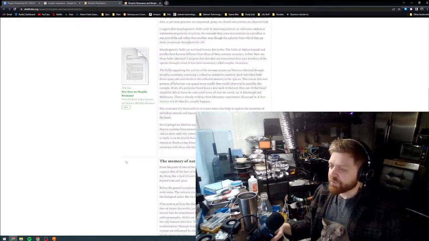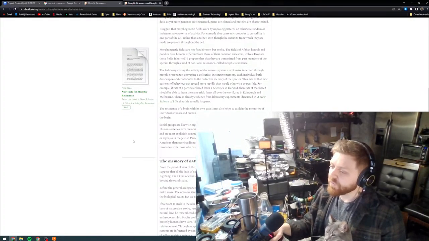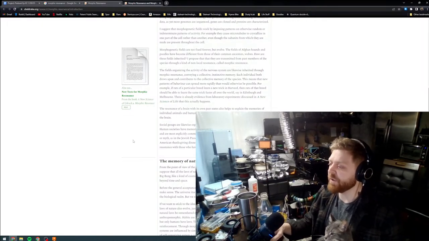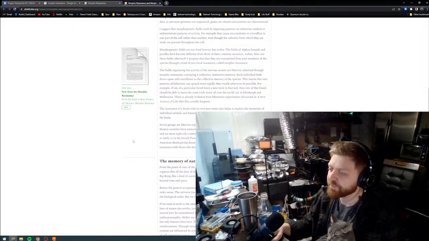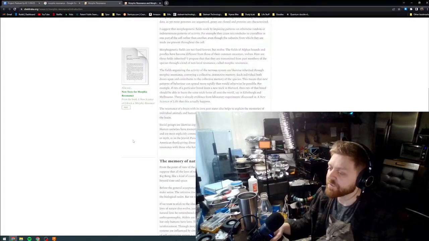Social groups are likewise organized by fields, as in schools of fish and flocks of birds. Human societies have memories that are transmitted through the culture of the group, and are most explicitly communicated through the ritual reenactment of a founding story or myth, as in the Jewish Passover celebration, the Christian Holy Communion, and the American Thanksgiving dinner, through which the past becomes present through a kind of resonance with those who have performed the same rituals before.